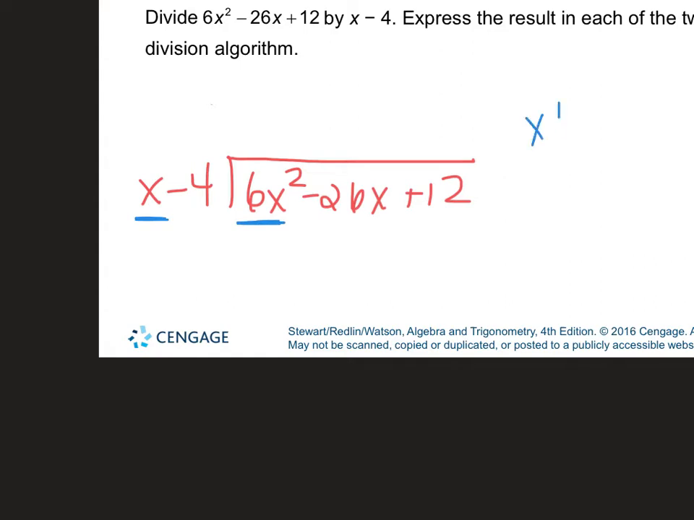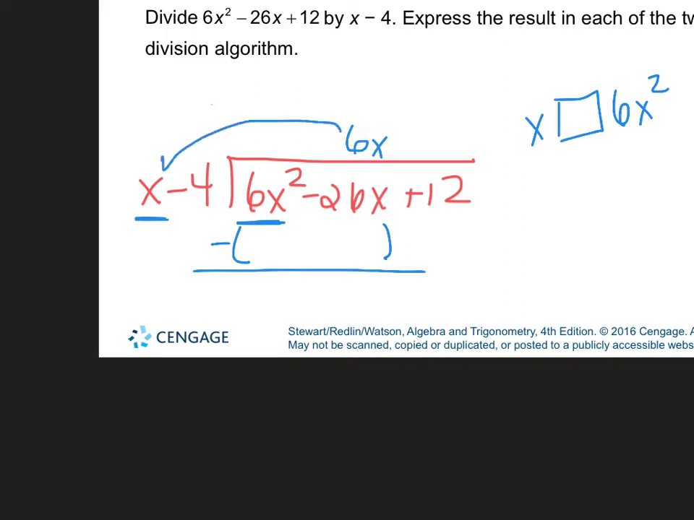So over here, I like to do a little side work. I say x times what gives me 6x squared? What would it be? 6x. So I'm going to write my 6x above my 26x. Keep everything in order. Now, before I go to do my multiplication, I'm going to get my subtraction ready. And we'll talk about this in a second. But now when we multiply, 6x times x is 6x squared. 6x times negative 4 is minus 24x.